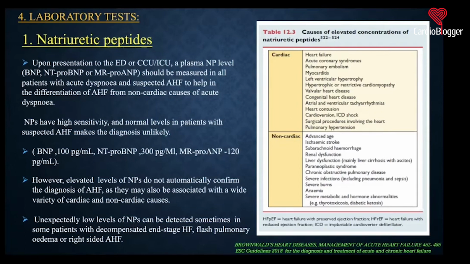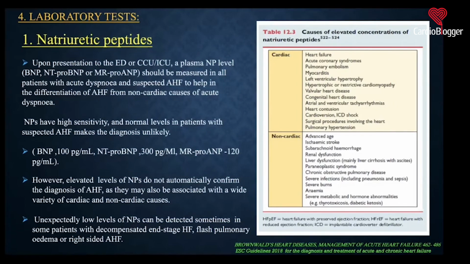Before NT-proBNP, there was another marker known as BNP, and they have a very high sensitivity, meaning they can usually rule out heart failure. A BNP level of less than 100 rules out heart failure, whereas an NT-proBNP level less than 300 rules out heart failure. So they have a very high sensitivity. However, we should know that the NT-proBNP value depends on the age.